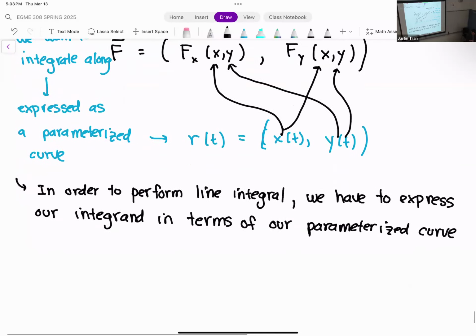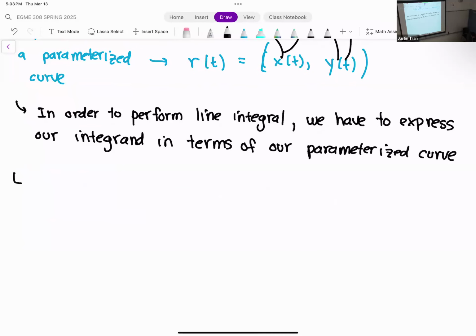Okay, so let's do an example. Just so you can see it all together, because that was all just generic, conceptual math speak. So I think it's good to put this together. Okay. So let's compute this line integral.